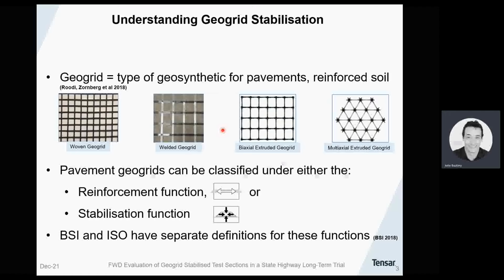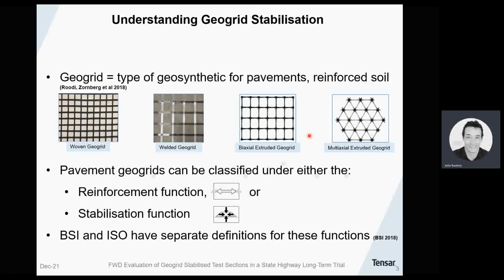To understand geogrid stabilisation, it's important to know the definition of a geogrid. A geogrid is a type of geosynthetic for pavements and reinforced soil. And within geogrids, there are different varieties based predominantly on their manufacturing type. Within biaxial geogrids, there are woven, welded and extruded geogrid types, and you also have multi-axial extruded geogrid types that you see on the right.